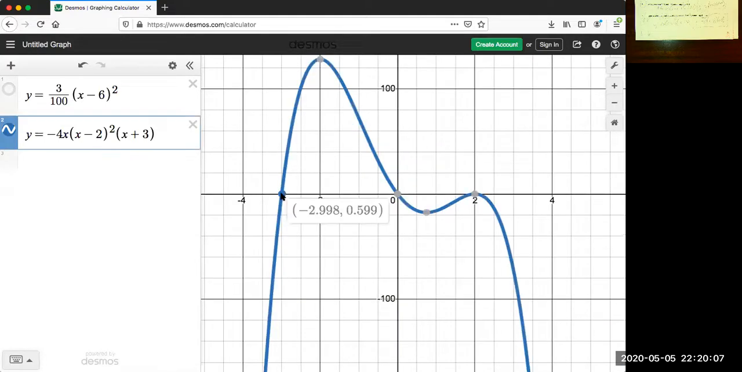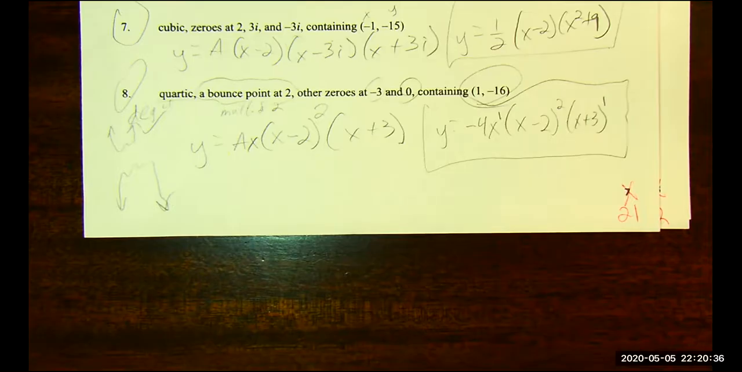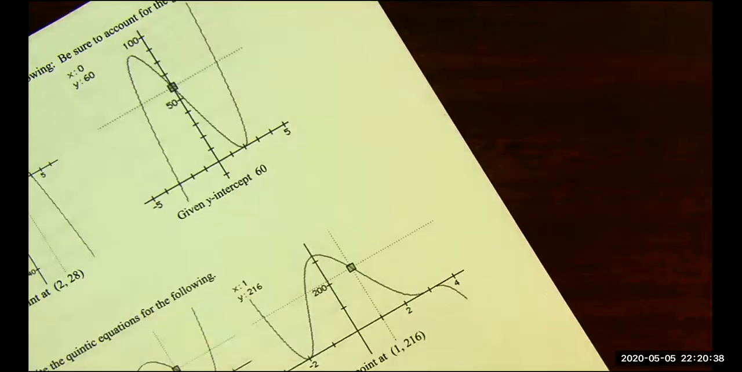Here we go. A root at negative 3, root at 0, root at 2. This would be your relative maximum. This would be your relative minimum. The end behavior: as x approaches infinity, y is negative infinity. As x approaches negative infinity, y is also negative infinity. Hooray. On to page 22.